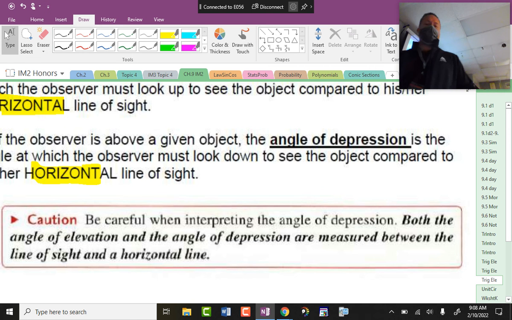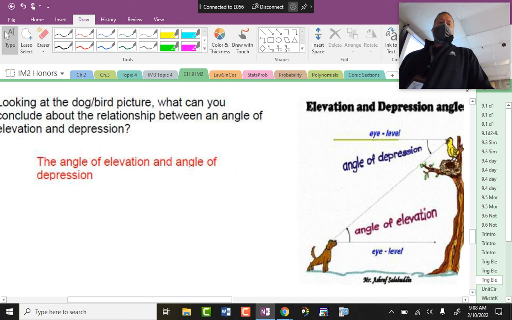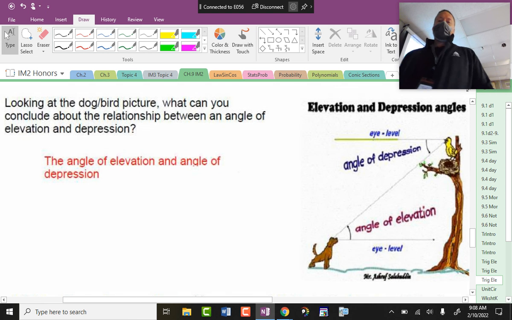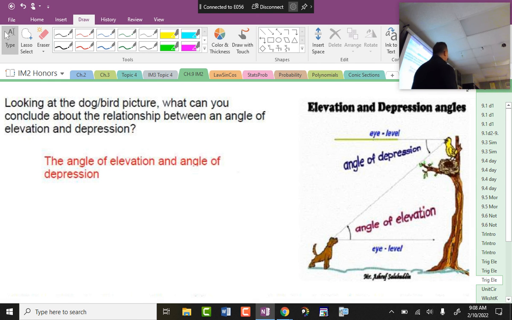So here's one more attack on understanding angle of elevation and depression. And this is literally out of that book. No, I think I stole this picture off the internet. I don't think this was in our book from back in the day. Looking at the dog-bird picture, what can you conclude about the relationship between an angle of elevation and depression? And then again, in the spirit of when we used to make students write sentences, I started it off. Okay, class, the angle of elevation and the angle of depression, what's the relationship?